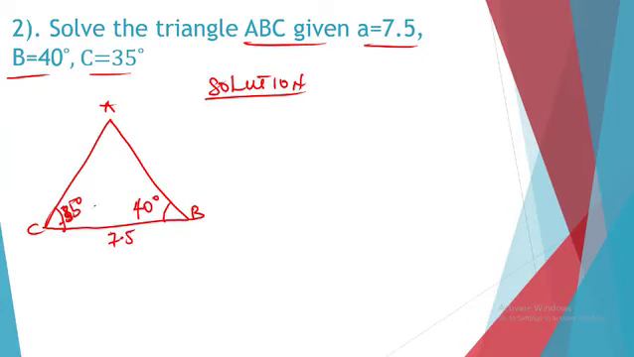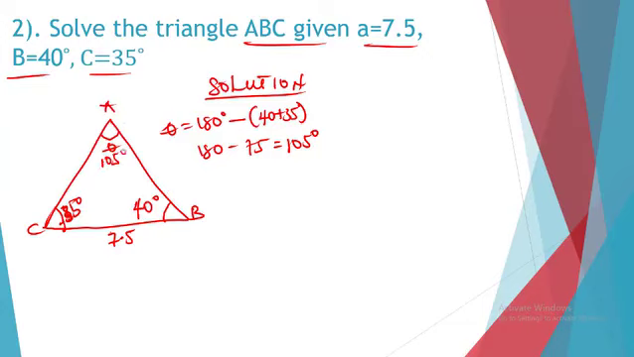What's the first thing we need to do? The first thing is to find the angle here. Let's call it theta. Theta is equal to 180, since the total angle in a triangle is 180, minus (40 plus 35). 40 plus 35 is 75. 180 minus 75 will give us 105 degrees. So that's the value of angle at A.